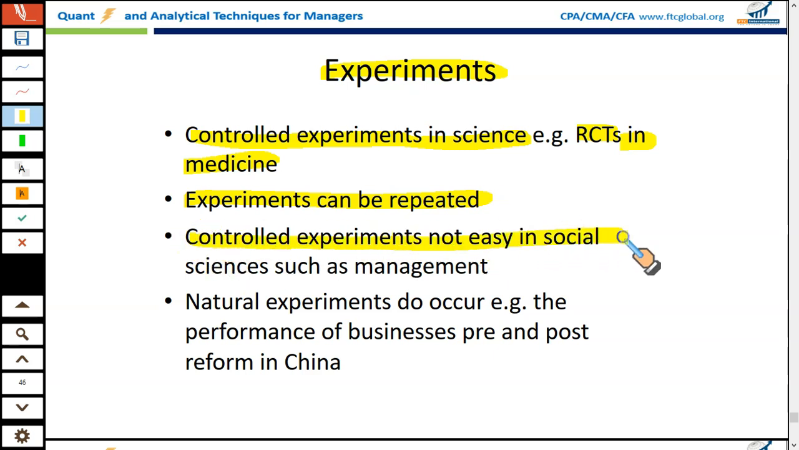Controlled experiments are not easy in social sciences such as management. Yes, such controlled experiments are fine as far as the pharmaceutical industry is concerned, but it is harder to conduct controlled experiments in fields like management. Why? Because controlling all influencing factors in a social setting is challenging. Then natural experiments do occur. For example, the performance of business pre and post reform in China.